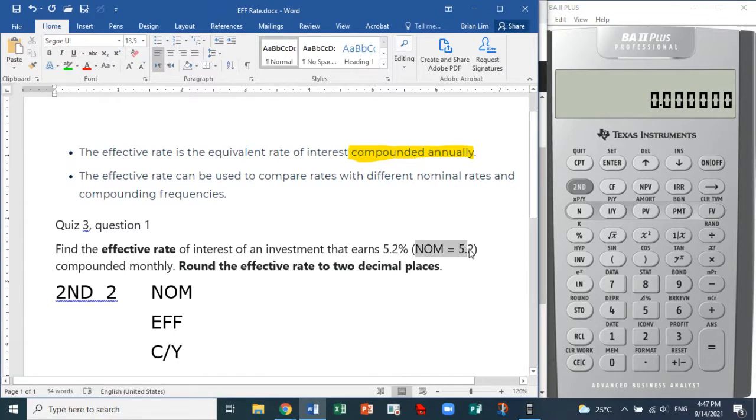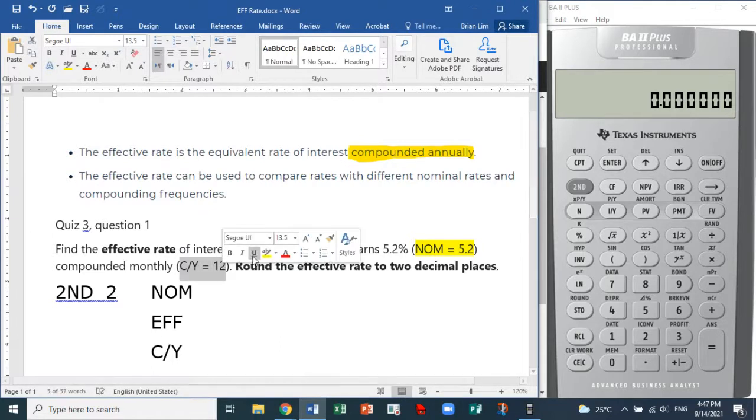Okay, so that's the new feature. You will see it very shortly. Let's highlight that. Compounded monthly, well, we know that. In this menu, you will only see CY. You will not see PY. So monthly CY would be 12. Okay, so there we are.